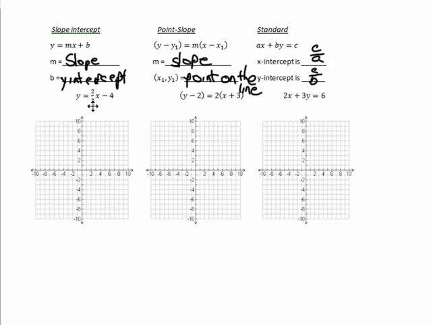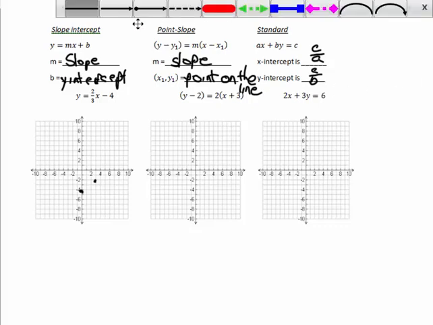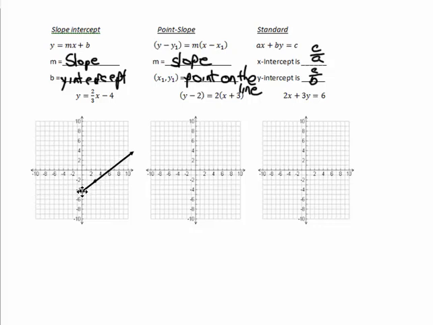I have this example right here. The y-intercept is -4. So I go to -4, and the slope is 2 over 3. It's positive, so it's going to be moving up. So rise over run, up 2 over 3. And it's about right there. Okay? Now, I'm just going to go ahead and draw in my line. There's one end, and here's the other end. That's what my line should look like.